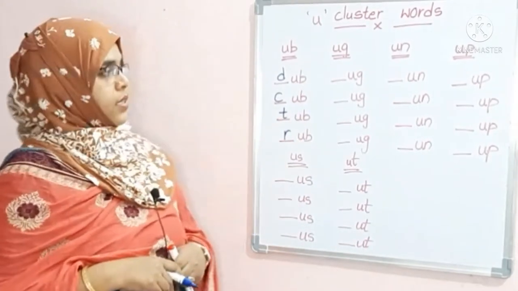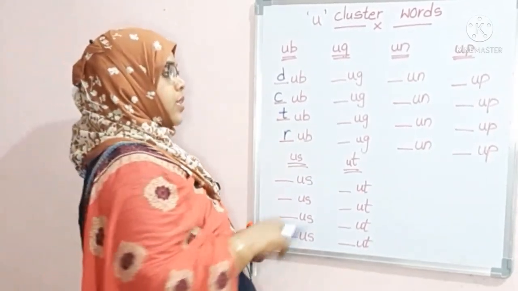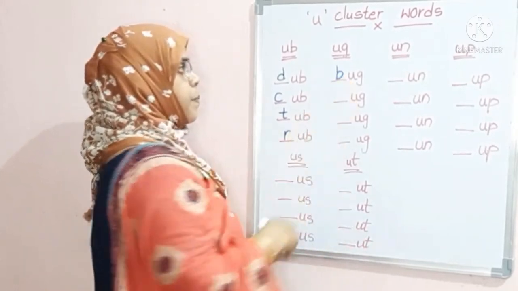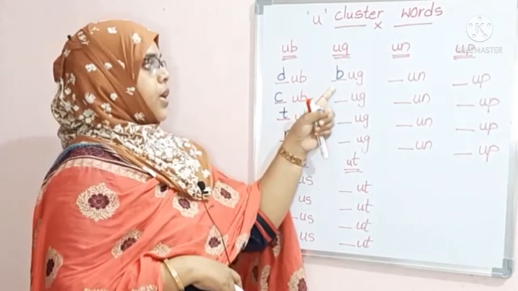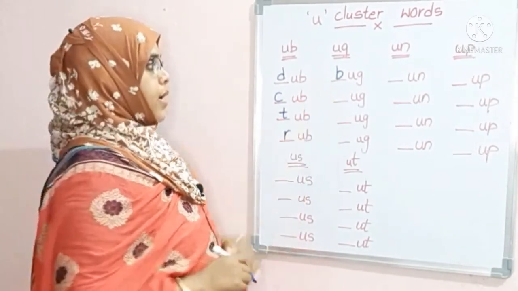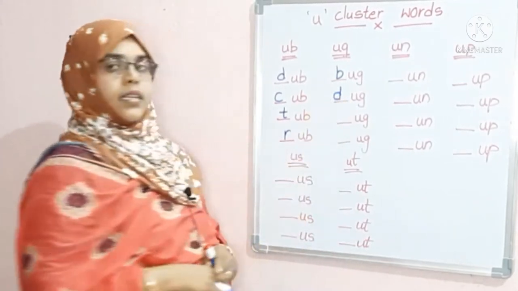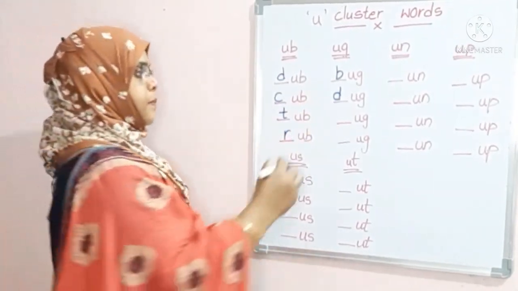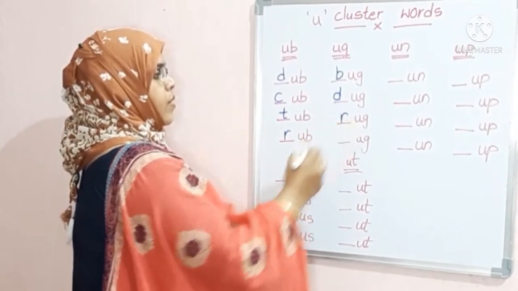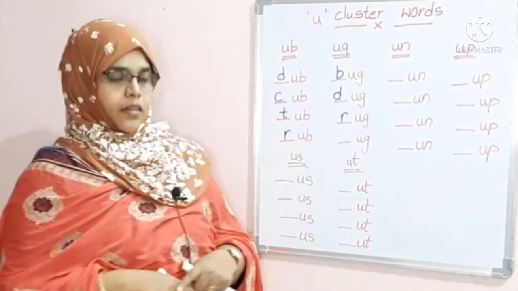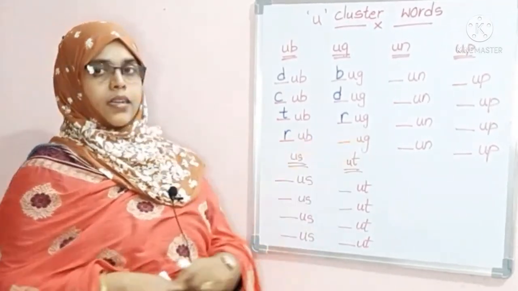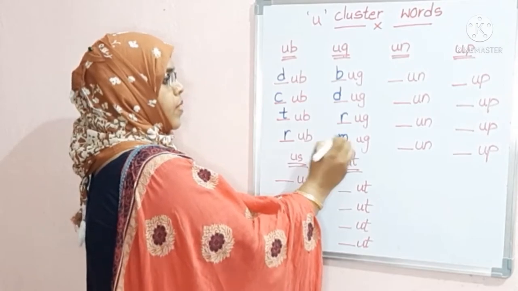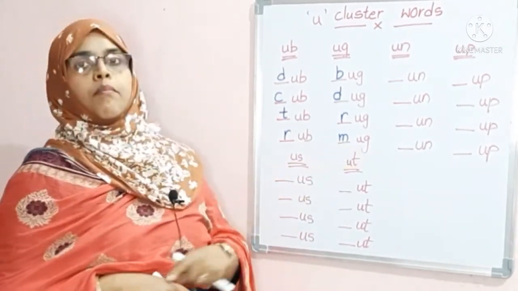This is the next cluster, UG. What is this cluster? UG. To this UG cluster, if we are adding letter B, what is this letter? B, UG, BUG. This is letter D, sound of D, D UG becomes DUG. This is R, sound of R, R UG becomes RUG. This is M, M UG, MUG.